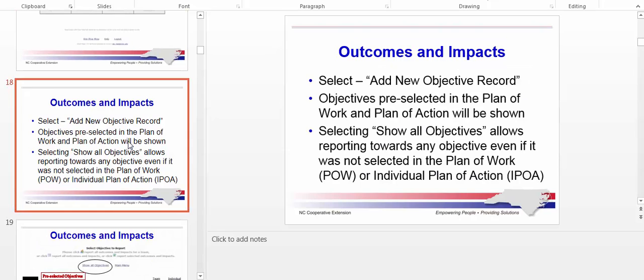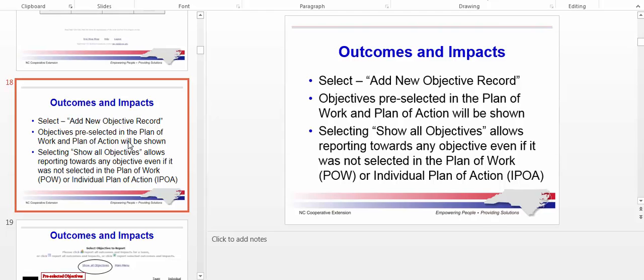How do you come up with your outcomes and impacts? Well, you add a new objective record. Objectives are pre-selected in the plan of work, and the plan of action will be shown. Everybody has to have at least one state major program objective that's in their plan of work that they report under. And under that plan of work, in plan of action, there will be a list of impact objectives that you will select to show impacts made from your programs.